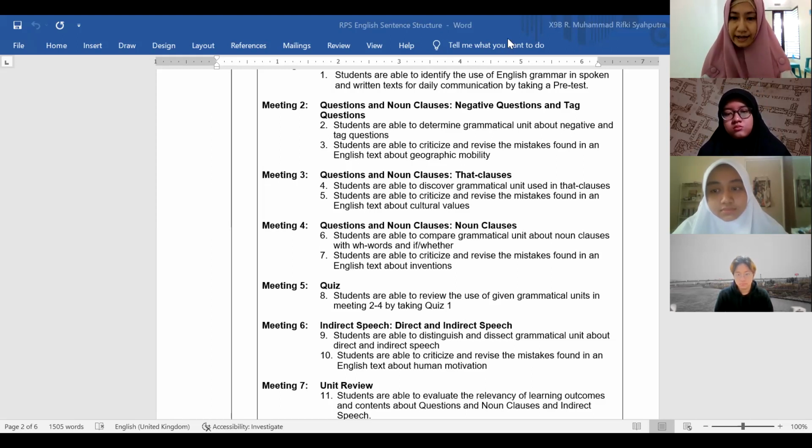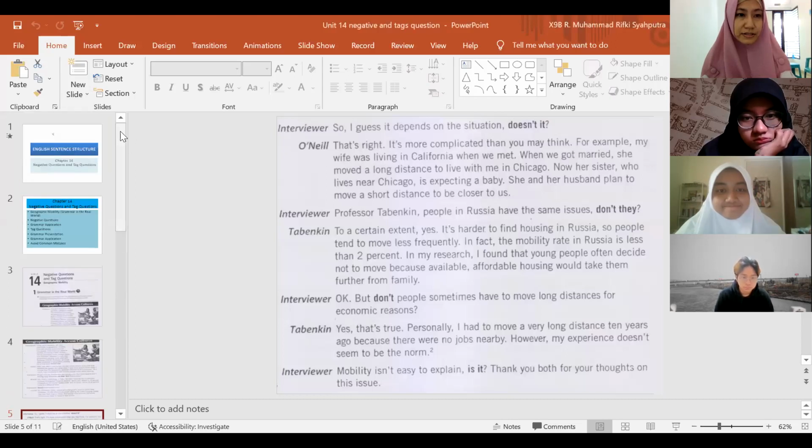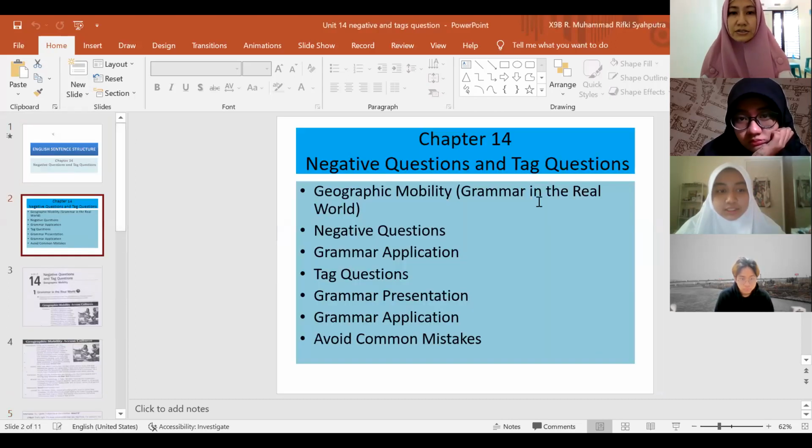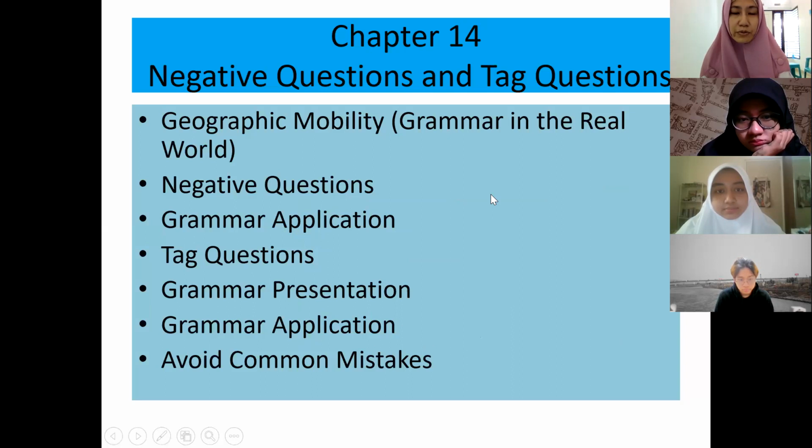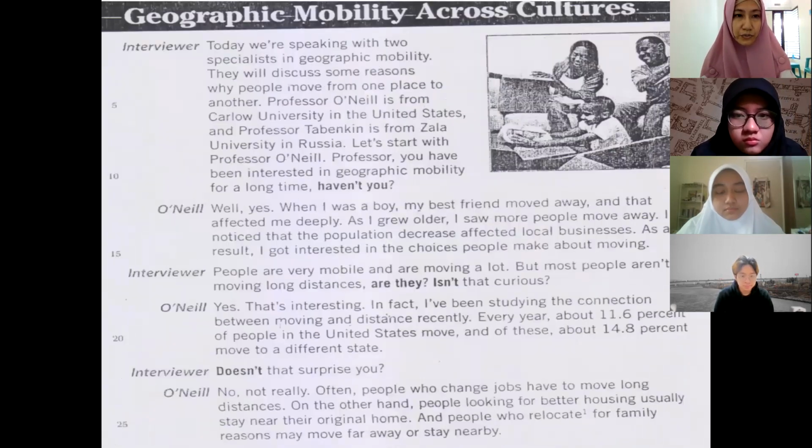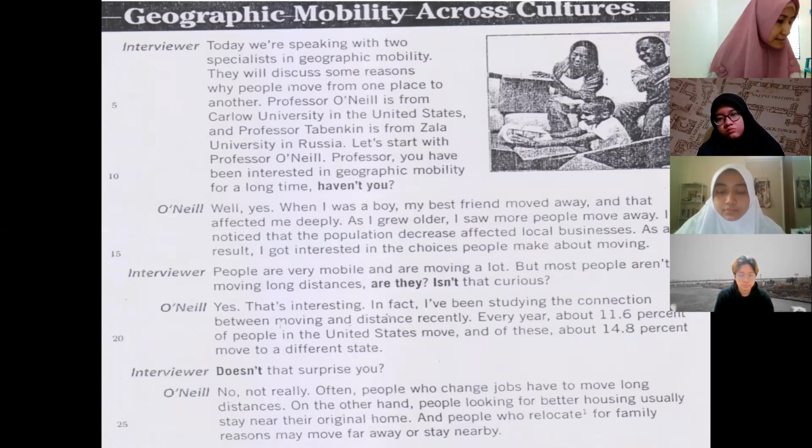Okay, next I will share about the unit 14 yeah. So this is the unit. So in this chapter, we will have geographic mobility, grammar in the real world, and then some negative question, grammar application, tag question, grammar presentation, grammar application, and how to avoid common mistakes. Okay, now let's get started with the interviewer, Lauren, and Rizal Wahyu, and also Arin, silakan.